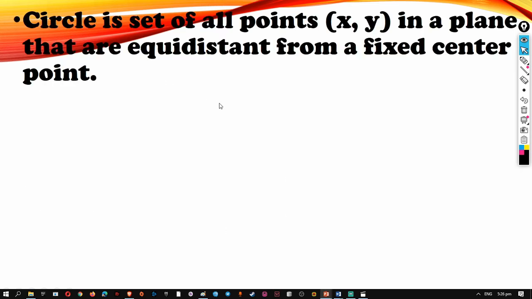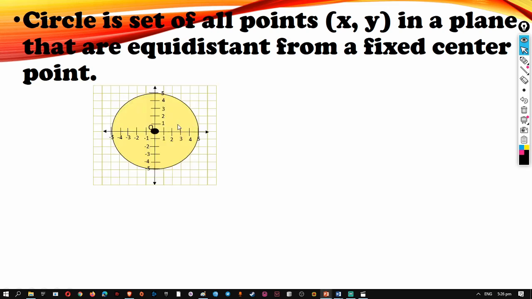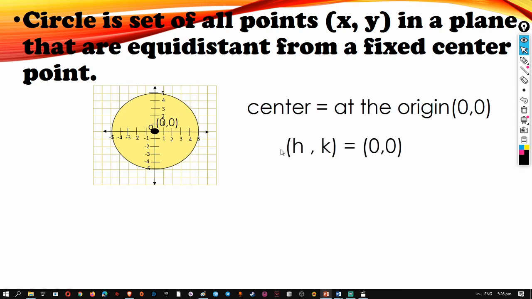So, ang una, alam natin na a circle is a set of all points x, y in a plane that are equidistant from a fixed point called the center. Yan. So, heto yung ating drawing ng circle na ang center ay nasa origin. So, that's 0, 0. Ibig sabihin nun, ang h, k niya ay 0, 0. So, dahil kasi hindi gumalaw, nasa origin lang siya.